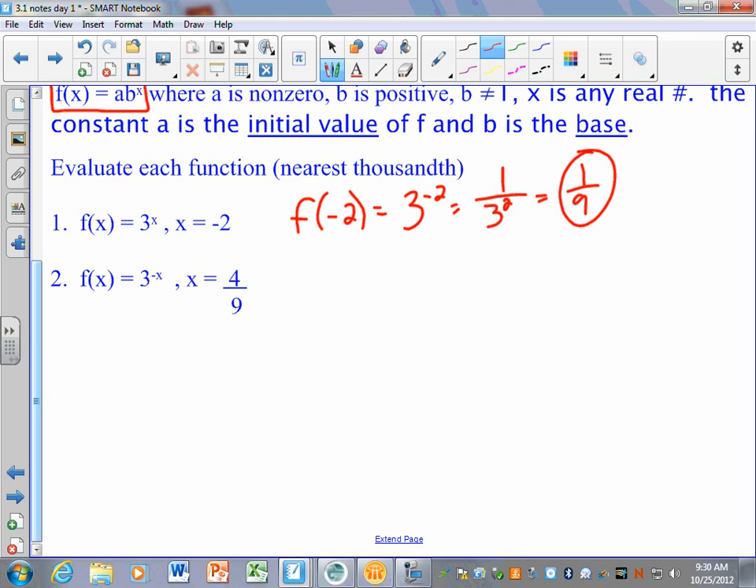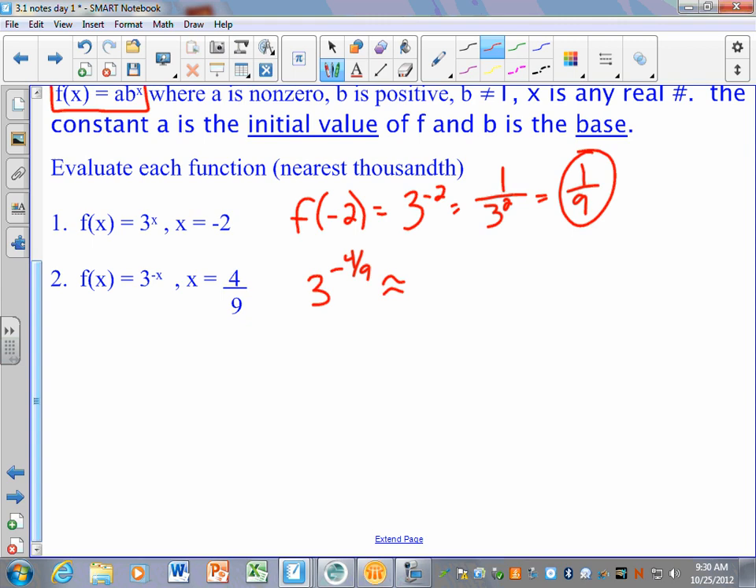On this one, if I did 3 to the negative 4/9 power, I could move it to the bottom, and I could say I'm taking the 9th root of 3 to the 4th, but that's not something I could do without a calculator. That is 3 to the negative x. So this is one that I do want you to type in your calculator, because it's important that you're able to use your calculator correctly.